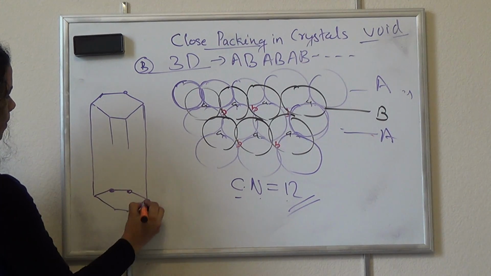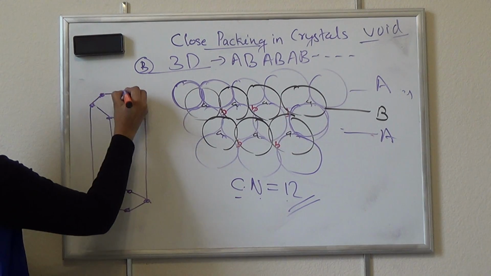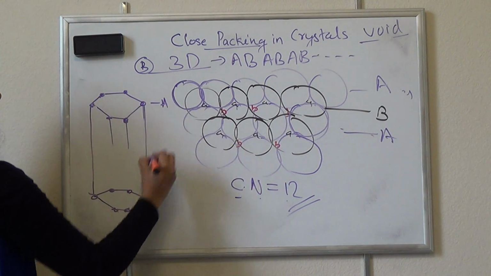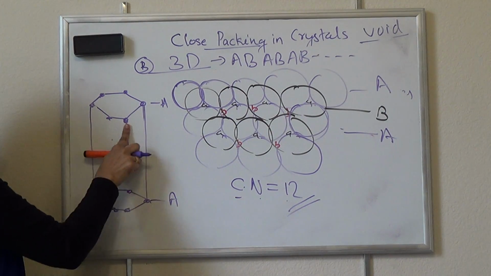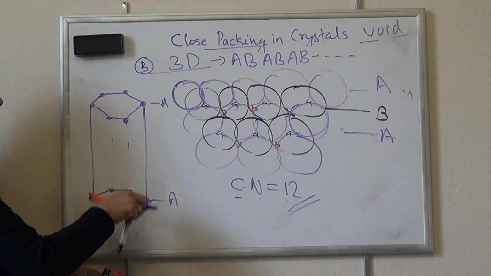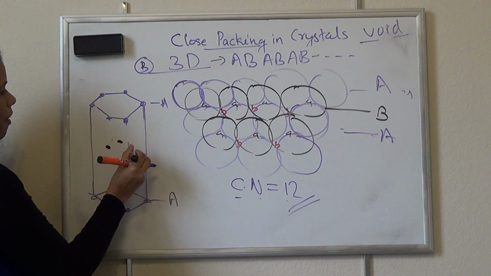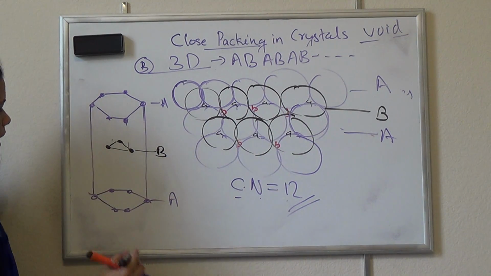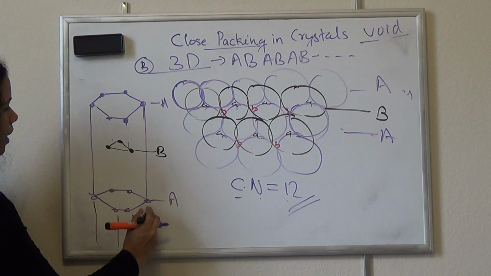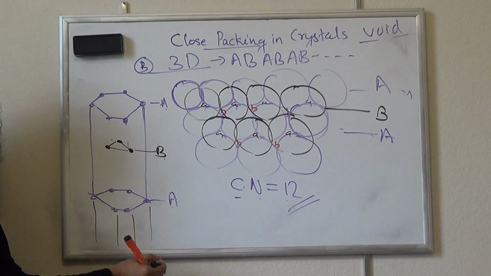So these are the atoms from layer A. They are parallel. This is layer A and this is also layer A. Then atoms of layer B come in the voids. This is atoms of layer B. And here also, then going A, B, A, again B.